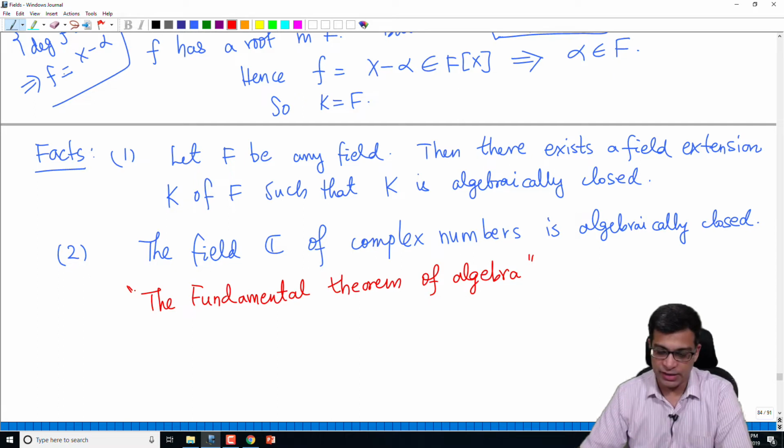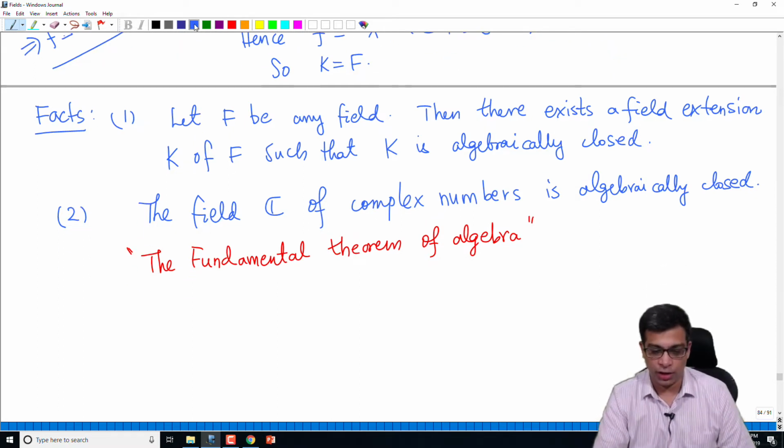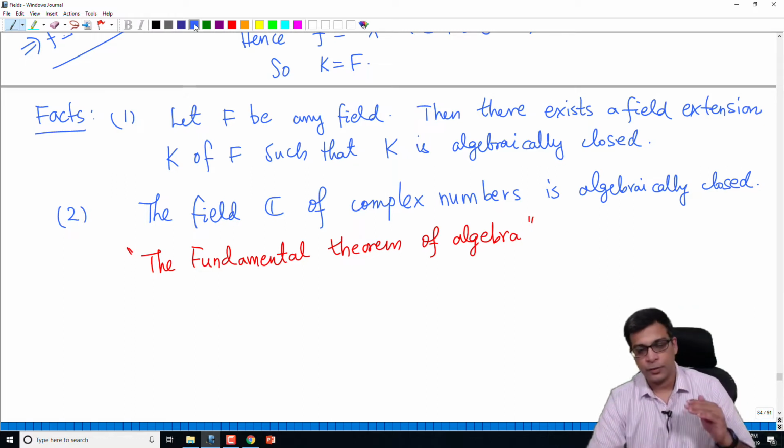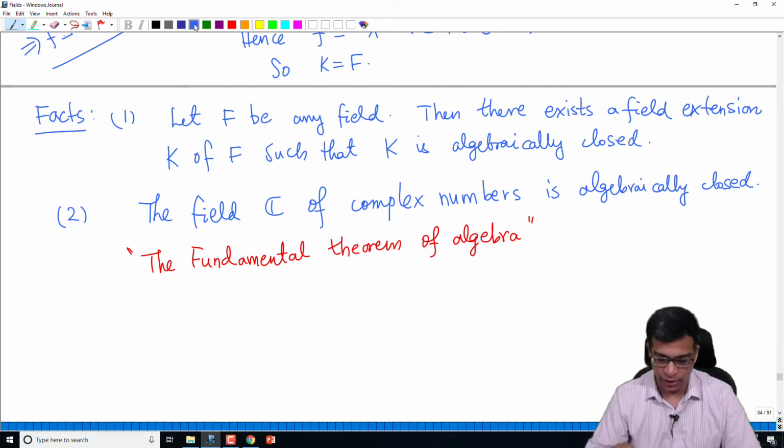So the field C is algebraically closed. That means statement 1 that I wrote here is automatically true for any subfield of C, which includes some of the most important fields that we studied in this course. So Q, R, Q adjoin root 2, all these fields are contained in an algebraically closed field. But you can do better than C for many of them, and that's called algebraic closure. There is sort of a minimal way of constructing an algebraically closed field containing a given field. But let me not get into that.